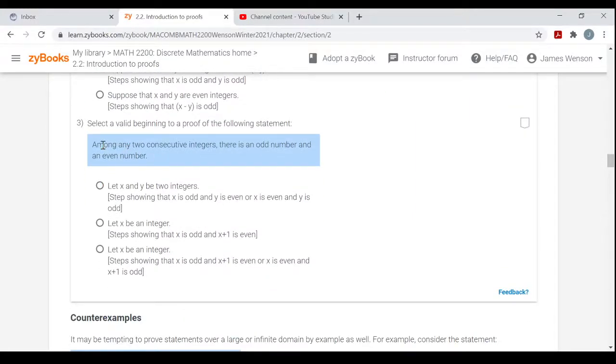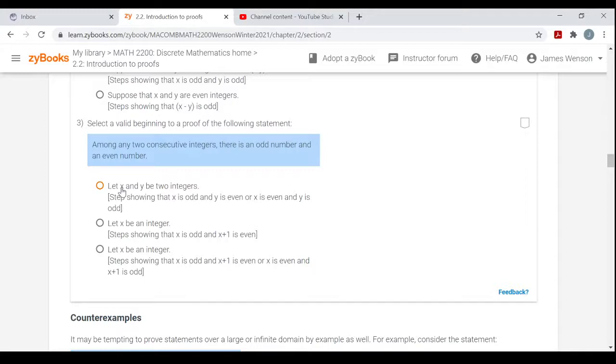All right, one more here. Among any two consecutive integers. Now, the word consecutive is important there, because the domain here is the integers, but we're asked to start off with two consecutive integers, not just any two old integers, because they have to be one apart. So do you see how this first one would actually not be a good start? If I just let x and y be two integers, that's not really representing two consecutive integers.